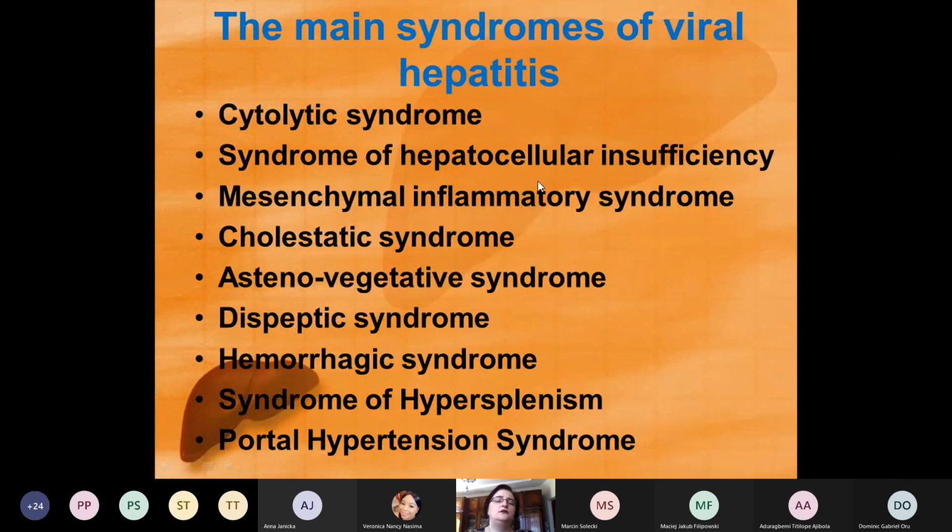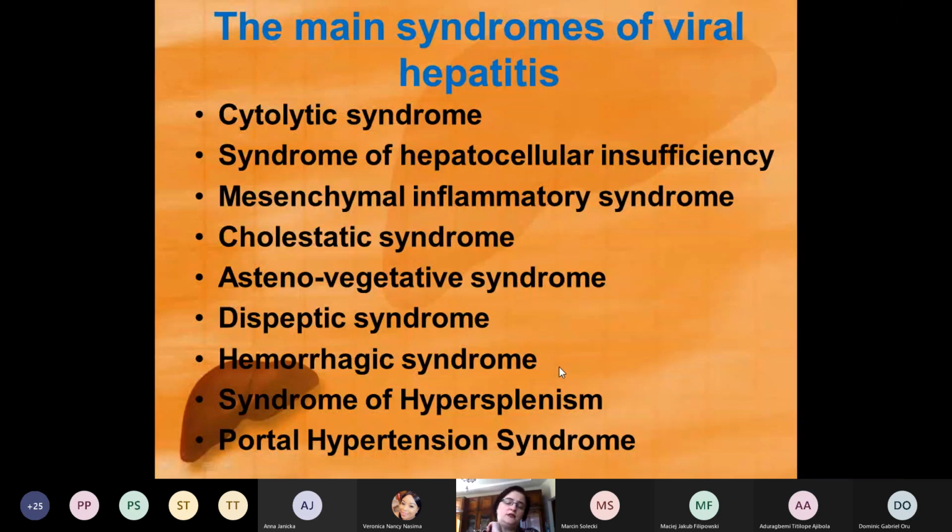Now let's start speaking exactly about the clinical and laboratory manifestations of viral hepatitis, and we try to divide all the symptoms into syndromes. There can be a lot of different syndromes, and you understand that there are more and more symptoms that we try to connect and put into one of the syndromes. Cytolytic syndrome, syndrome of hepatocellular insufficiency, mesenchymal inflammatory syndrome, cholestatic syndrome, asthenovegetative syndrome, dyspeptic syndrome also, hemorrhagic syndrome.